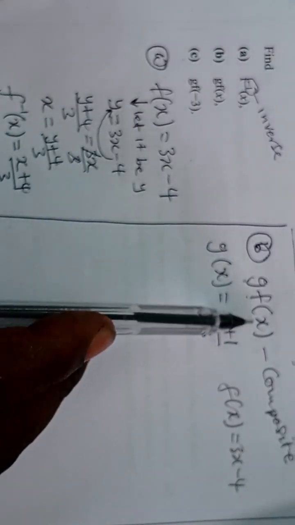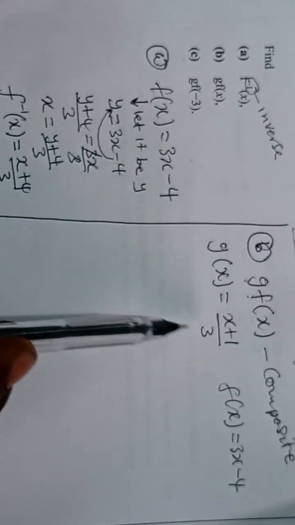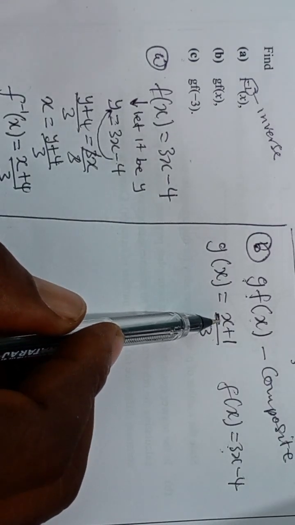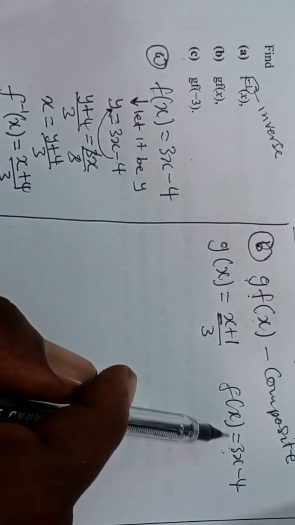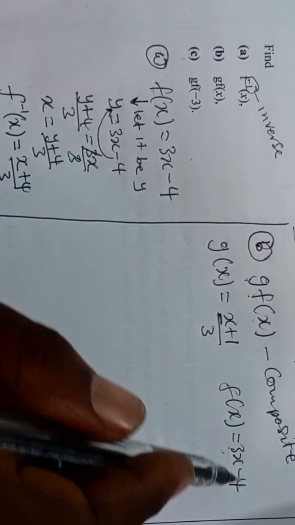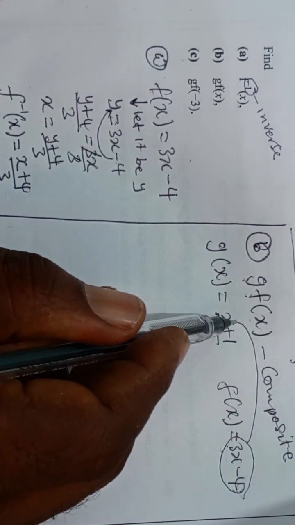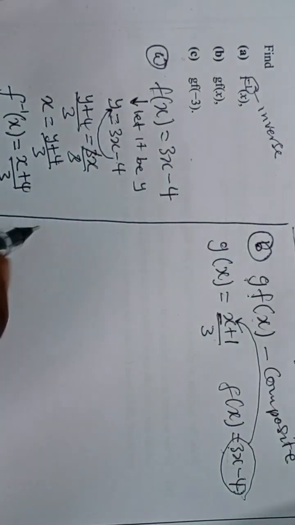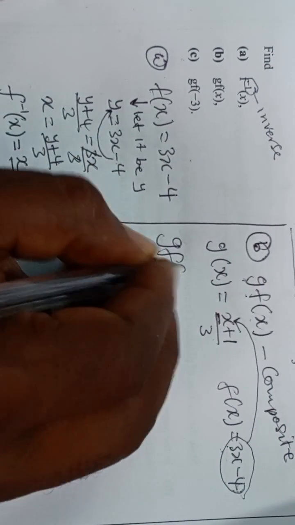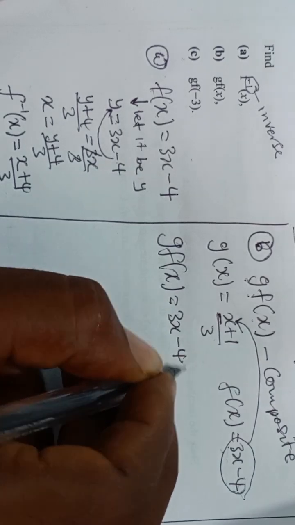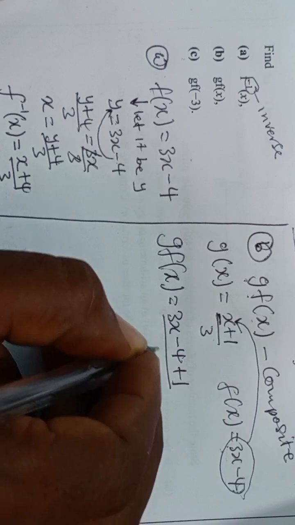So what does this mean when we say g f of x? This simply means that wherever there is x in the g function, we are going to substitute the f function. So this f function, we substitute it in the g function where there is x. So g f of x equals 3x minus 4 plus 1 over 3.